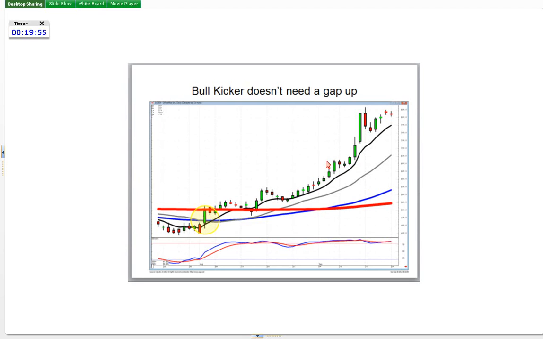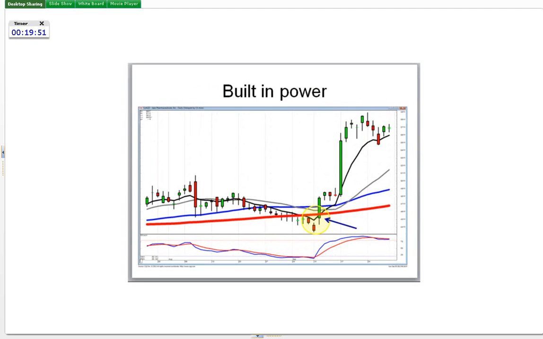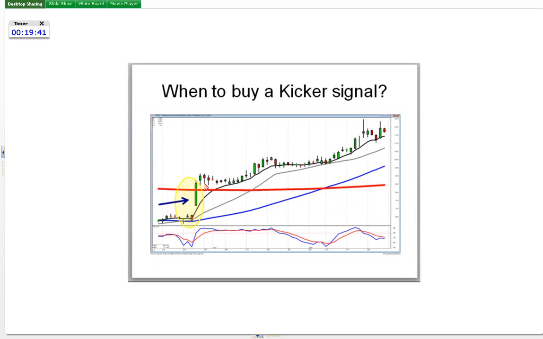The bigger this gap up, the stronger that move is going to be. Anytime I see a kicker signal, when is it time to buy? As soon as I can see that signal, I'm going to grab as much money as I've got somewhere in the account and start buying that signal. It's going to be a strong uptrend.